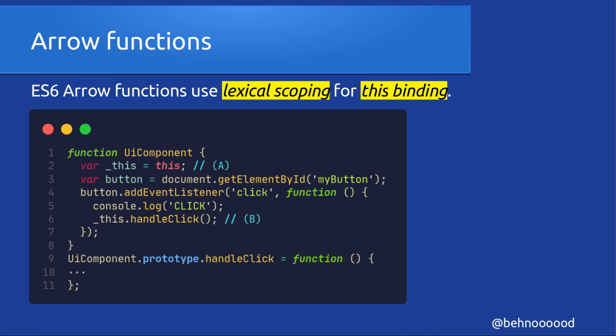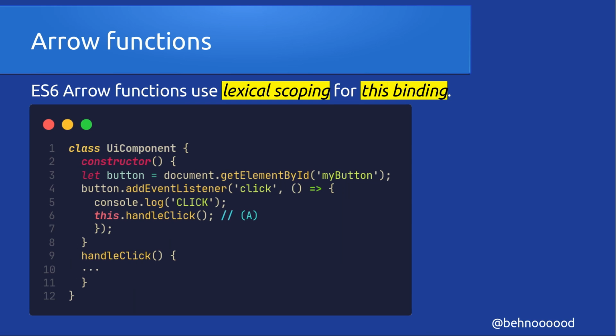In ES6, however, you can use arrow functions which don't shadow this, or lexical this. And we used another ES6 feature, which is class instead of function. But that's another feature, another day.